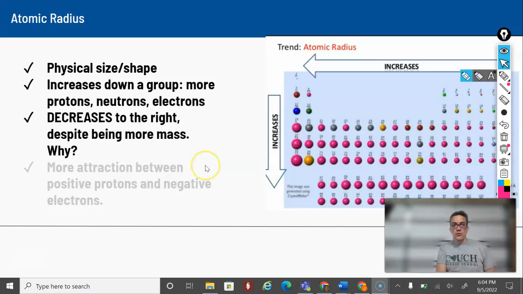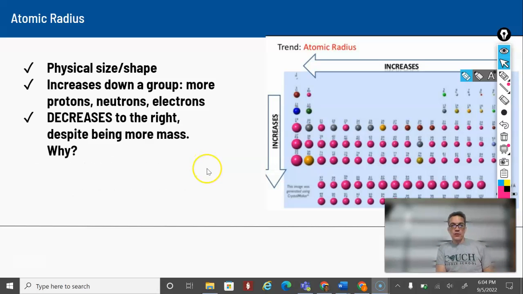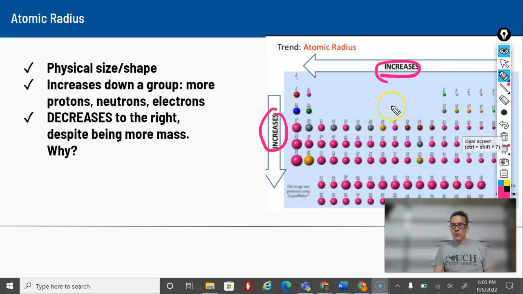The weird thing is when you look at it going the other way, the actual size decreases. All right, so our trend on this, if you look at the arrows going across the top, it says increases, and going down the side, it says increases. And so this one seems to make fairly good sense. This one almost seems backwards, that we would think that since the atoms increase in their atomic numbers and weight, they would get bigger this way, but they actually don't. So what's going on here?